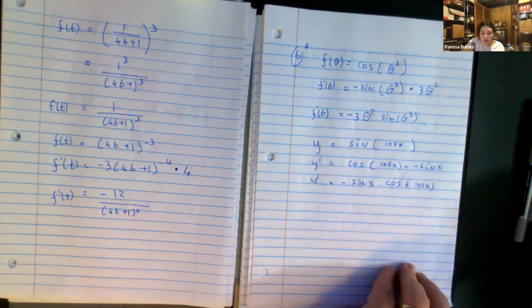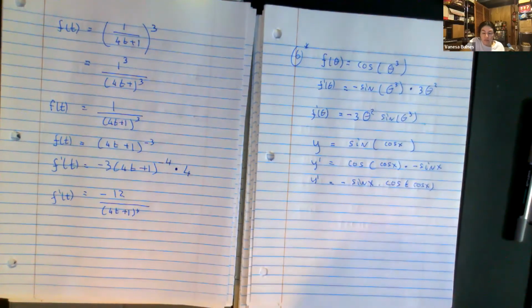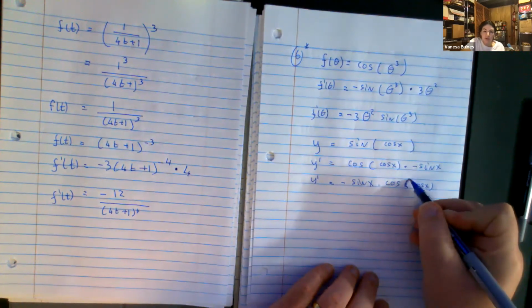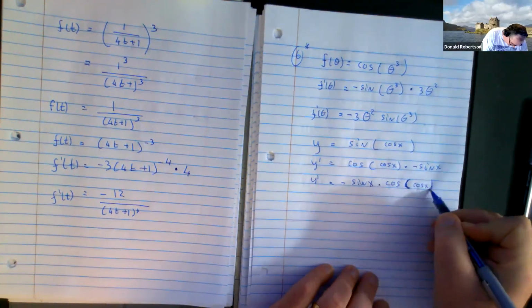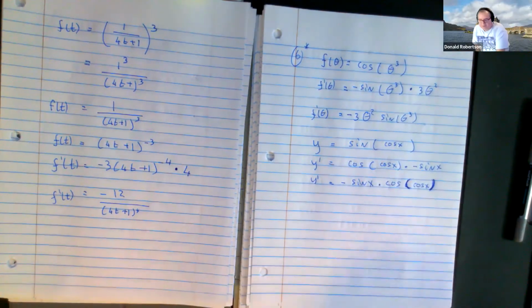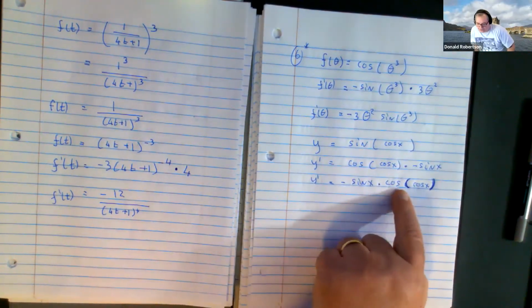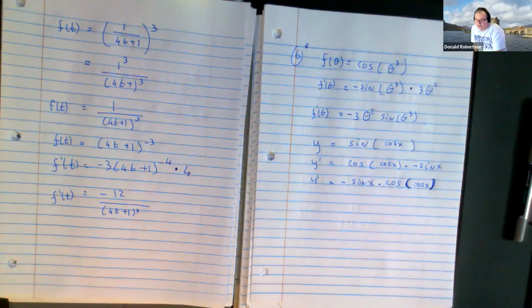What does it say in between cosine and cosine x? That there, it's just a very badly drawn bracket. So it says cos of cosine x.